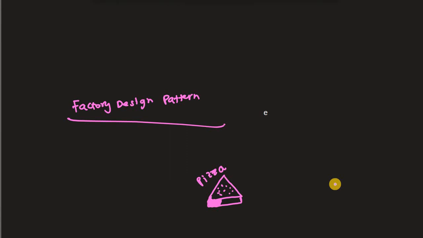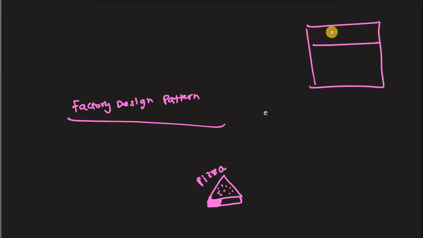So in this video we're going to go over the factory design pattern. So let's get started. A factory design pattern is basically a pattern in which you're letting the subclasses decide which type of pizza to create. Okay, so if it doesn't make sense, let me give you an example.